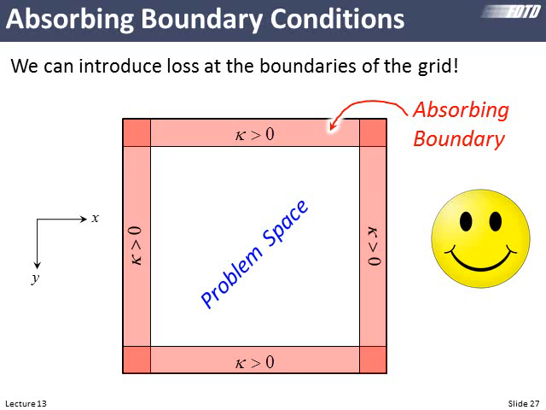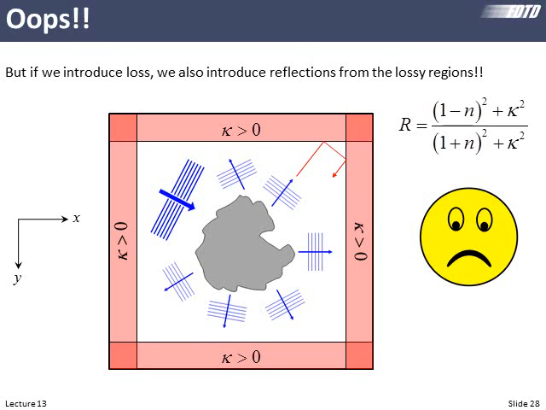So let's create, maybe in the outer 10 or 20 cells, let's put loss in there. Let's make this kappa term, which is loss. That's the imaginary part of refractive index. That's responsible for loss. Let's just make that greater than 0. So when waves hit it, they get absorbed. That sounds great, right?